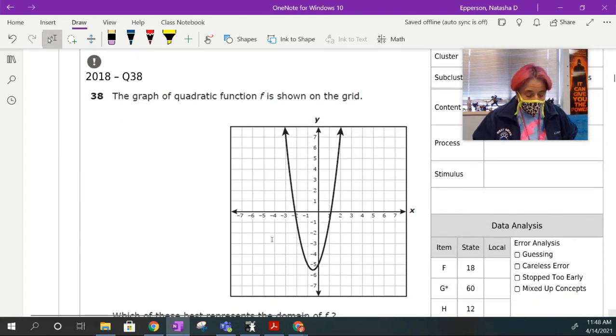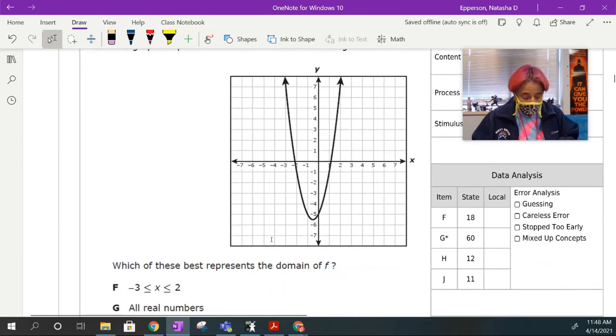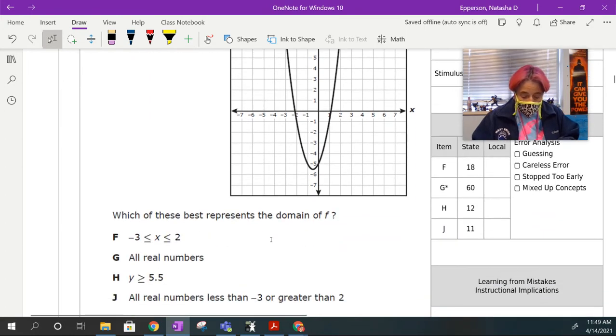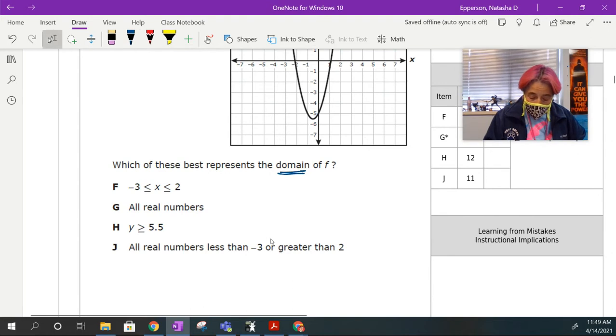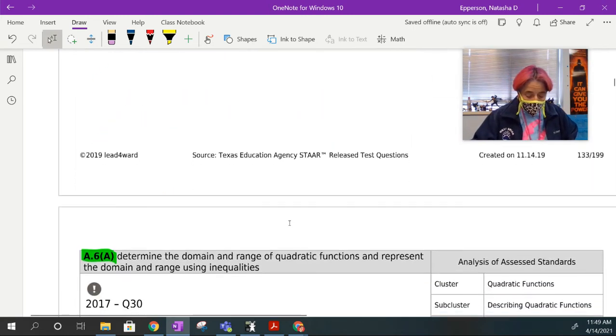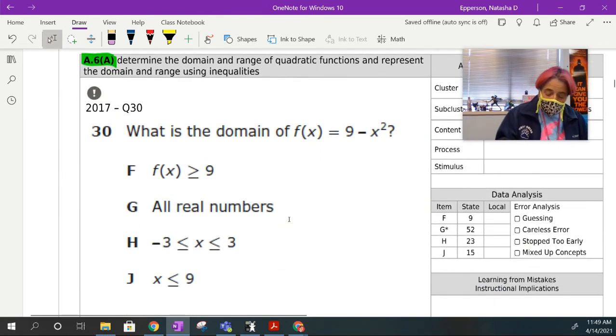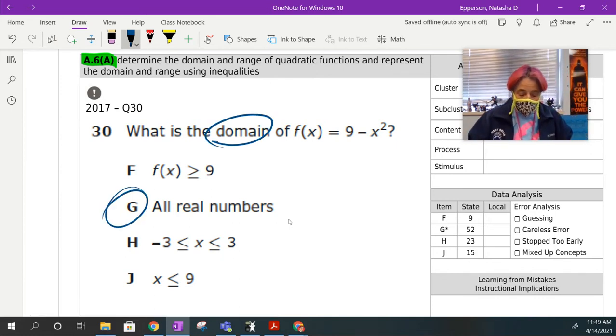All right, next question. We're looking for the quadratic given to us on the grid. We want to know which one of these best represents the domain. Domain is really easy for quadratic functions: real numbers. Boom, done. Next question is, what is the domain? Again, as soon as you see that word domain and you see a quadratic equation, all real numbers, done.